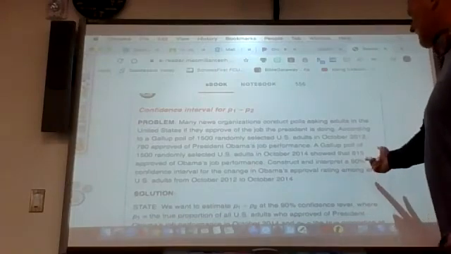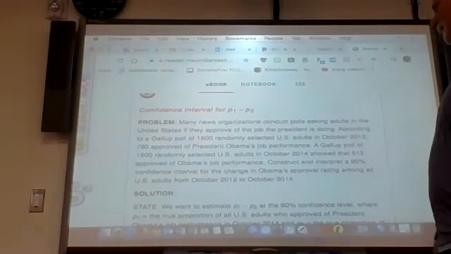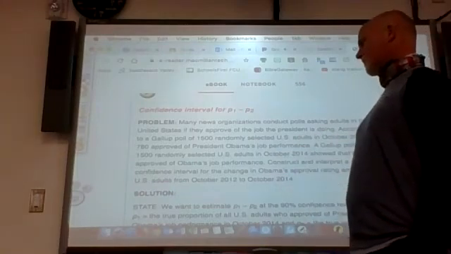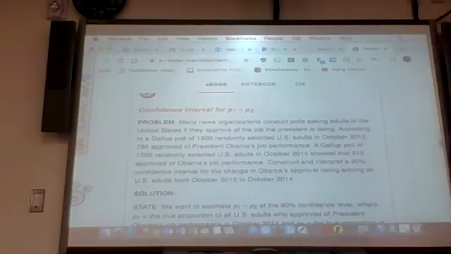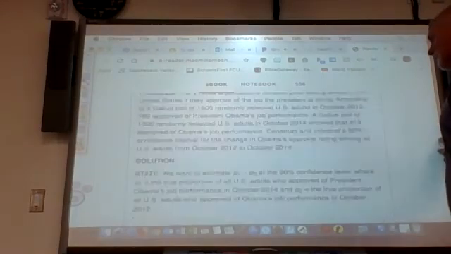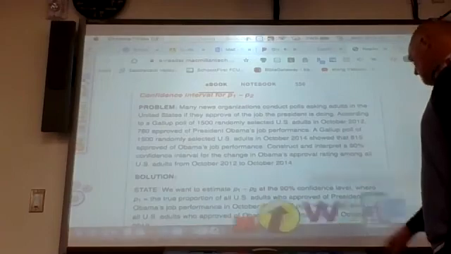And then in 2014, there were 615 that approved. And so obviously those numbers are larger than the 10 that we need. So we certainly can do that. Now it says we want to estimate the interval here, construct and interpret the 90% confidence interval. So I want to show you on the calculator.